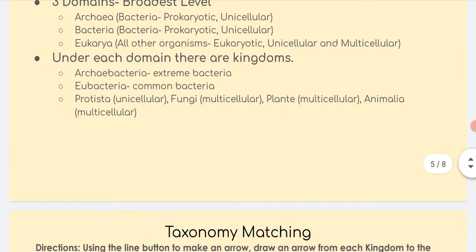Under each domain, there are kingdoms. Archaebacteria are the extreme bacteria. Eubacteria are common bacteria. Protista are unicellular. Fungi are multicellular. Plantae is multicellular, and Animalia is multicellular.